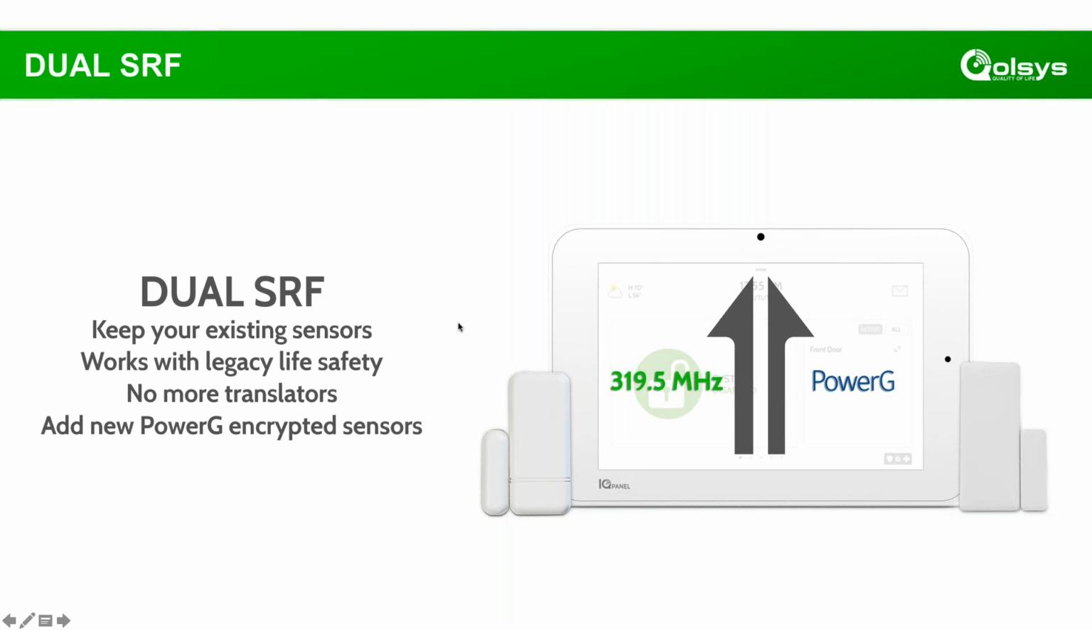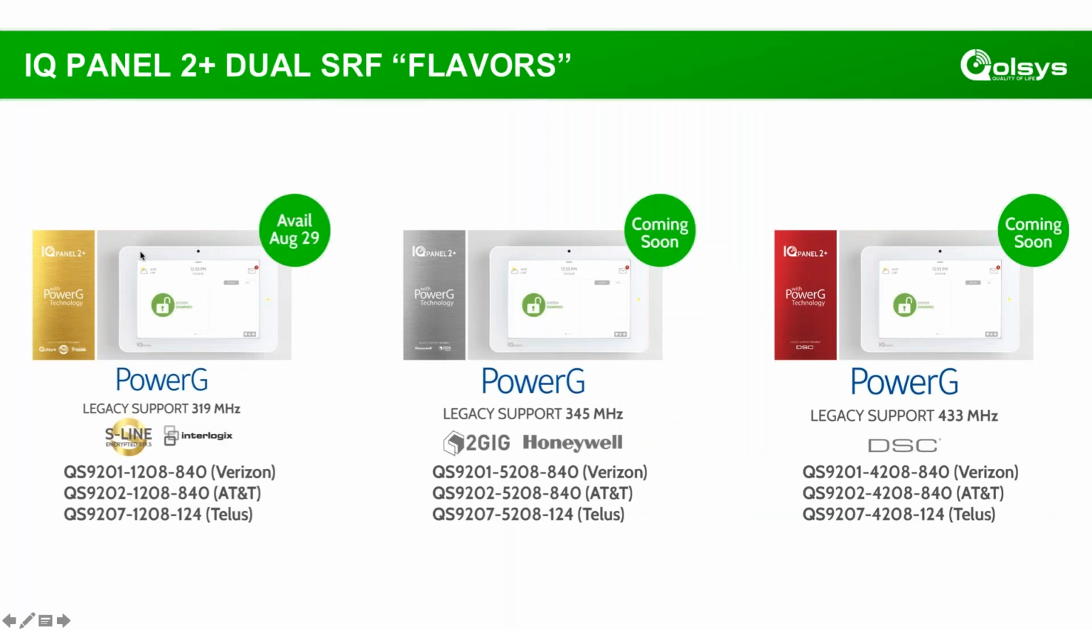POWERG sensors might be a little bit more money than your legacy frequency sensors, but they're going to be a lot cheaper than running wires or using a repeater. So standardize on a 319.5 panel and use POWERG when you need a little extra range. So we're hopefully ditching the need for translators and repeaters and stuff like that, and just using POWERG.